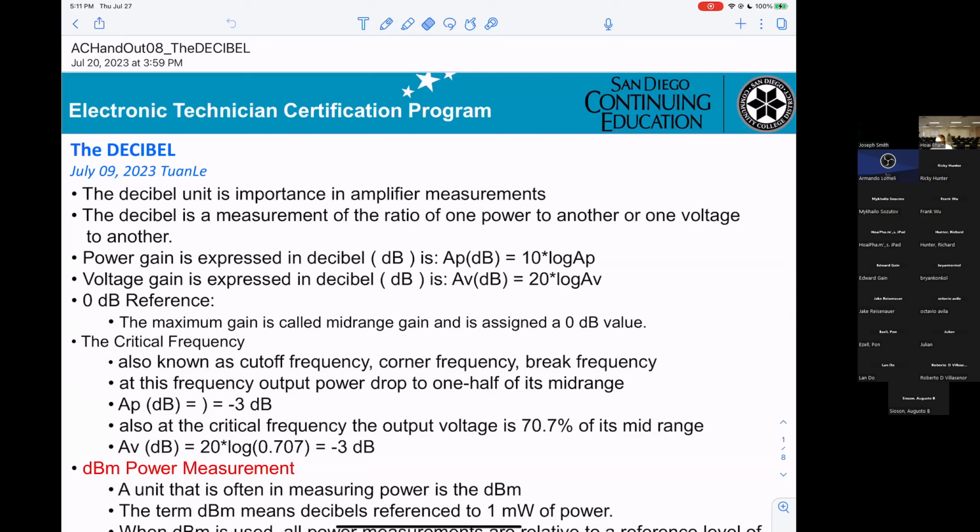This is the formula. If you want to calculate the power gain in decibels, you have to use this formula: AP in dB equals 10 times log of AP. Now, what is AP?